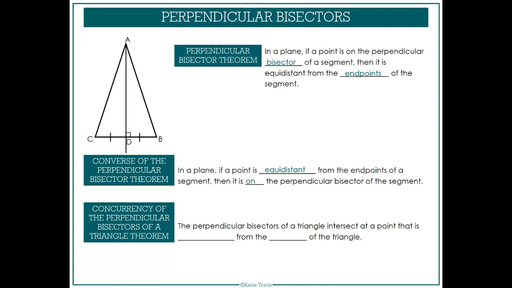If I can see that that point is cutting that segment in half, that means that if I really wanted to, I can make a bisector that goes through it that will be perpendicular.